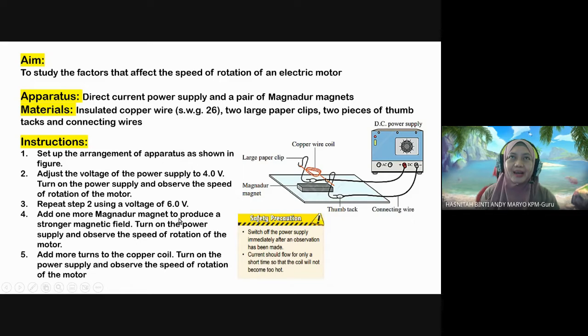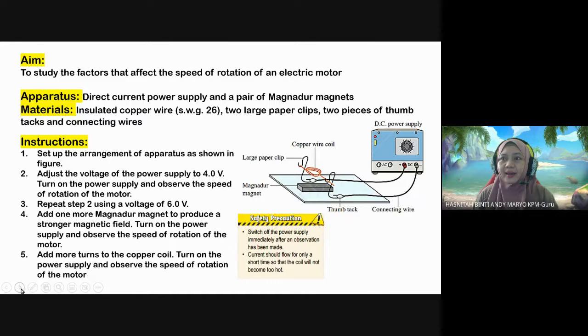Every time you increase the voltage, what happens to the current? Students, you learned from Ohm's law before in chapter 3. When the voltage increases, what happens to the current flow in the circuit? It also increases. Yes, very good, Wasia. The current also increases, so the coil turns faster. Logically, when the current is higher, it will rotate at a higher rate. Then we add more turns to the copper coil, turn on the power and observe the speed of the rotation again.